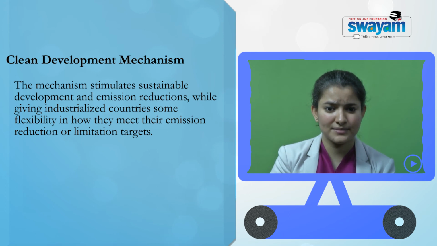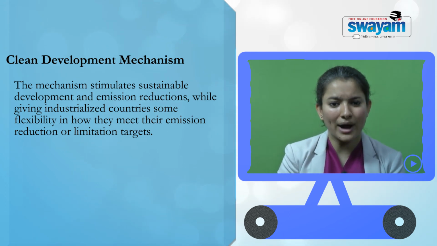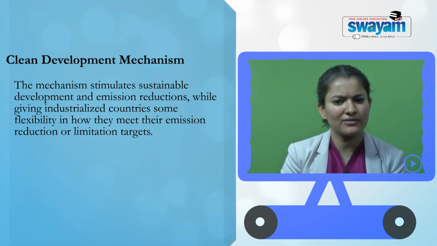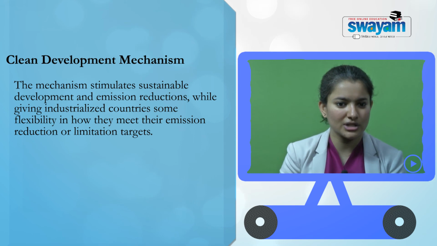This mechanism stimulates sustainable development and emissions reduction while giving industrialized countries some flexibility in how they meet their emission reduction or limitation targets. For instance, a CDM project activity might involve a rural electrification project using solar panels or an installation of more energy efficient boilers in developing countries.